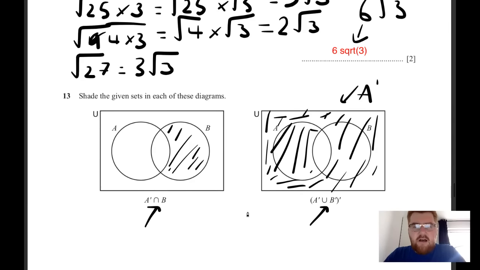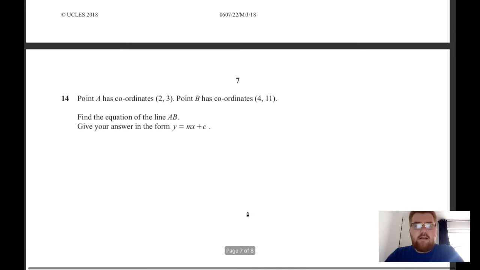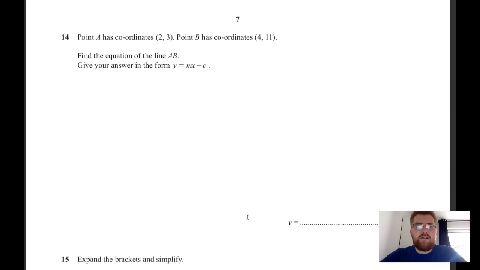So, getting towards the harder end of the paper, it's a coordinate geometry question, and quite a typical one as well. You're given two points. Point A has coordinates 2, 3. Point B has coordinates 4, 11. Find the equation of the line AB.